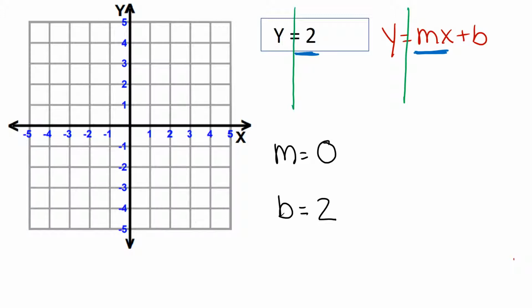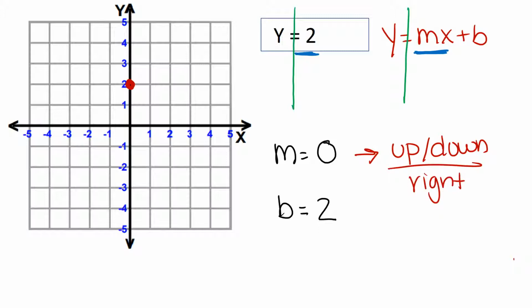So when we graph it, we graph the b value, positive 2, on the y-axis. And then we graph our slope, our m value. Typically, we want to go up or down. If we have 0, we cannot go up or down, meaning we can only go to the right-hand side. I go up 0, I go down 0, I can only go to the right-hand side. And then we go the opposite direction so it touches both edges.